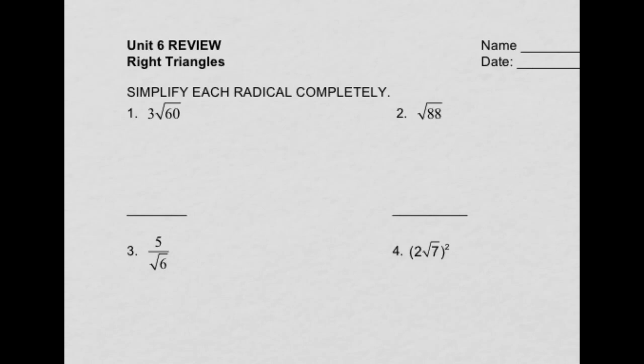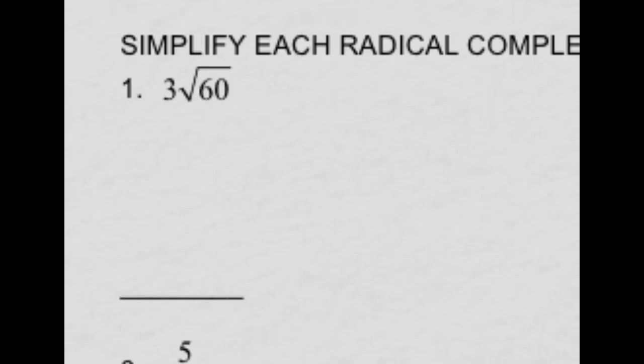Hey, welcome to the Unit 6 review for the Unit 6 test. We're going to go through some of these problems and I'll solve them with you here. The first one is 3 times the square root of 60. Now, one thing that you have to remember for this problem is don't forget your 3. One of the biggest mistakes is you get done factoring out 60 and simplifying that radical, and then you forget to multiply by 3. So definitely don't forget to do that there.